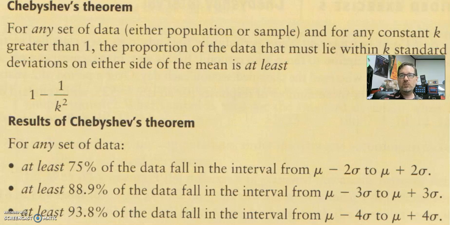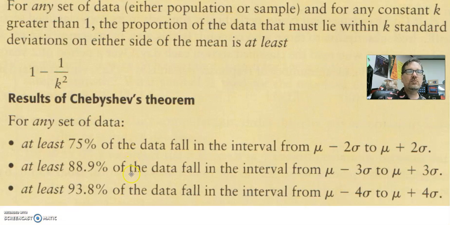So Chebyshev's theorem is saying, if I give you a distribution of data, and I don't care if it's population or sample, just like it says, for any constant k greater than 1, the proportion of data that must lie within a certain number of standard deviations on either side of the mean is at least 1 minus 1 over k squared. And remember, k is the number of standard deviations. Okay? So what does that tell us?